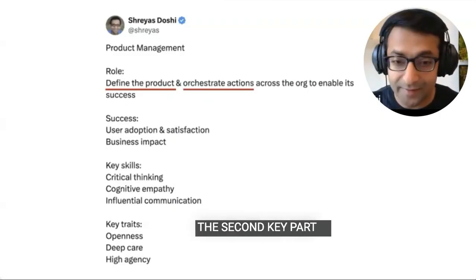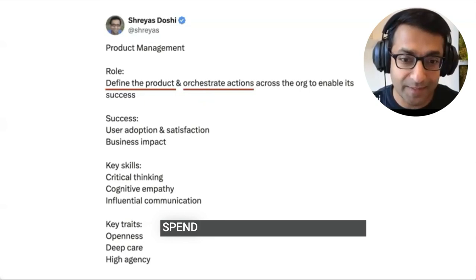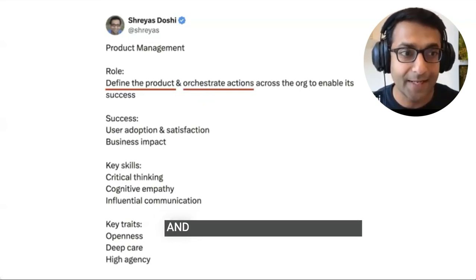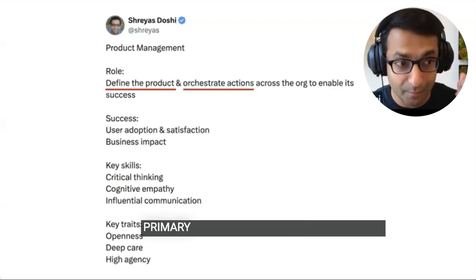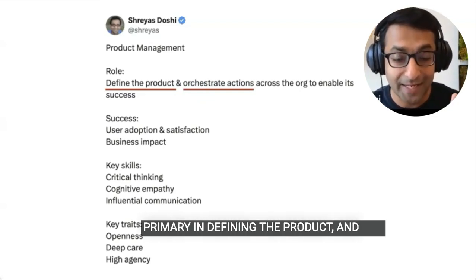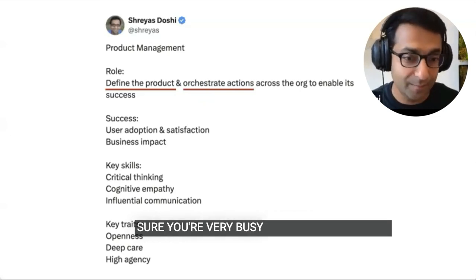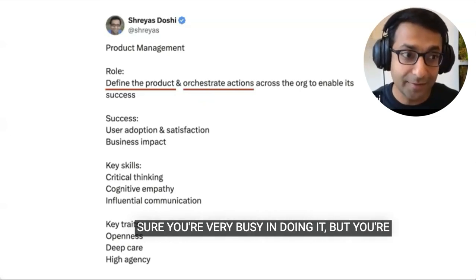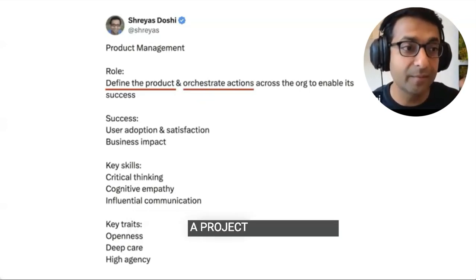The second key part is to orchestrate actions. This is the part that most PMs spend a majority of their time on. And this is absolutely essential. But I will also say that if you're not primary in defining the product and you are largely just orchestrating actions, I'm sure you're very busy in doing it, but you're not performing the real role of a real PM. Maybe you are performing a project manager role.